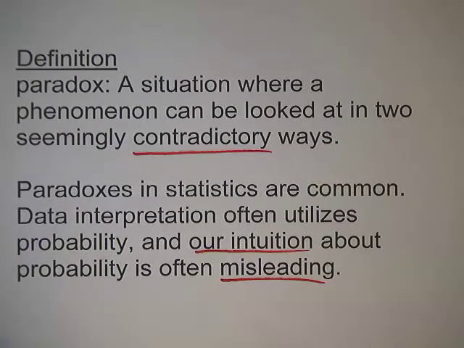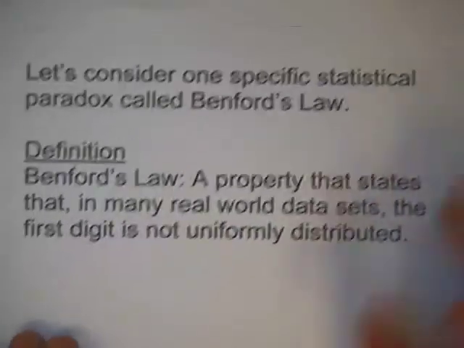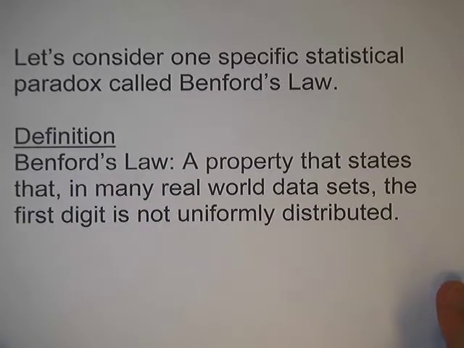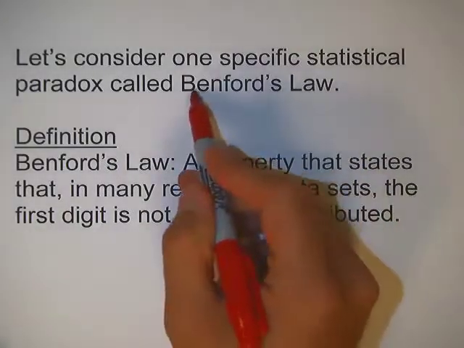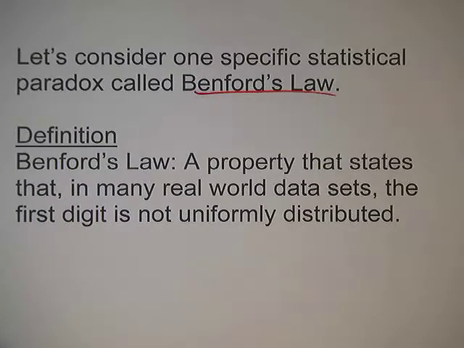Data interpretation often utilizes probability, and often our intuition about probability is misleading. Probability gets pretty tricky, and a lot of times what we think is true isn't actually true. So there are several paradoxes that come up in stats, and we're going to look at one in particular called Benford's Law. Benford's Law is a property that states that in many real-world data sets, the first digit in whatever value you're measuring is not uniformly distributed.